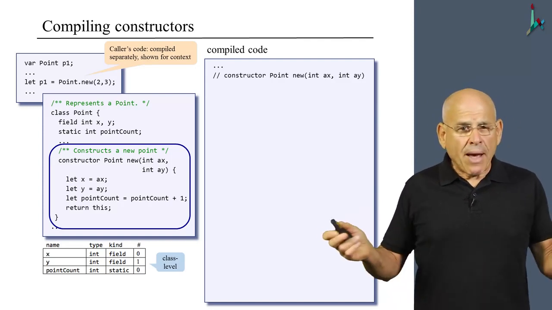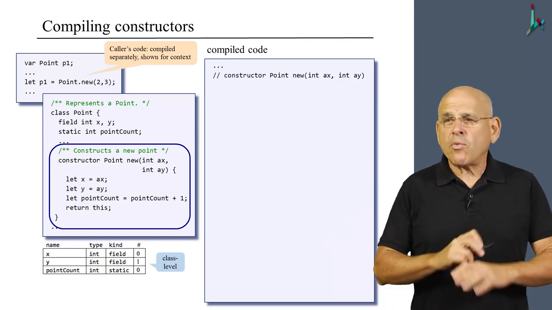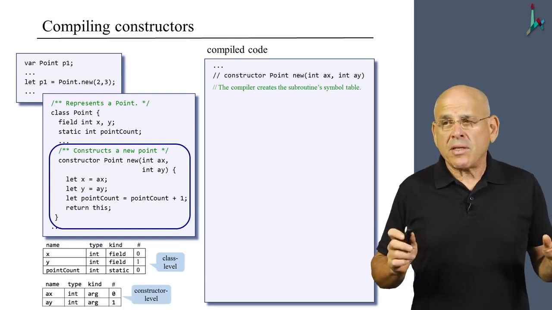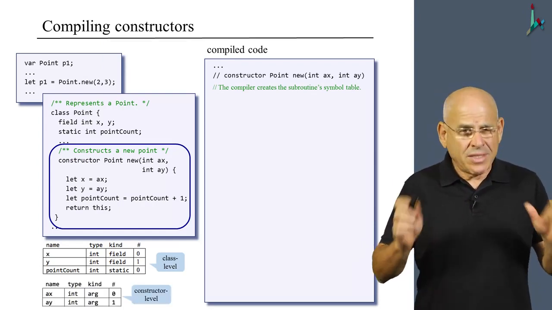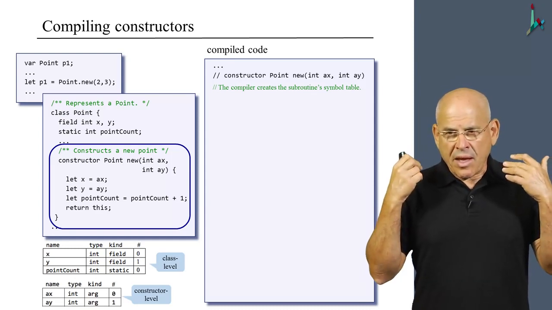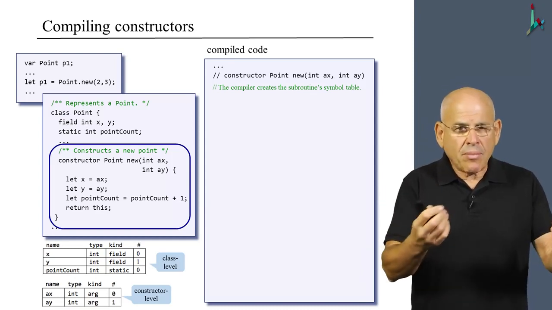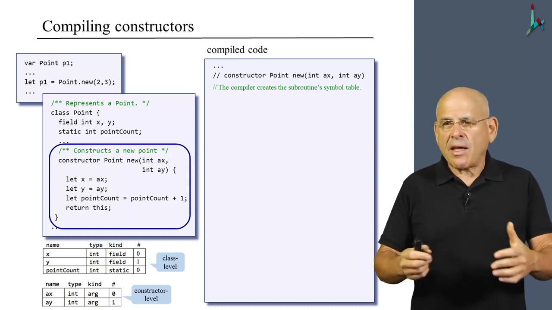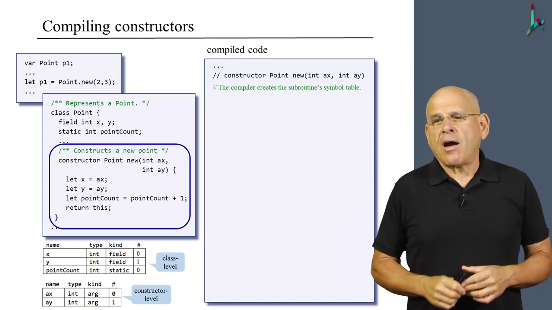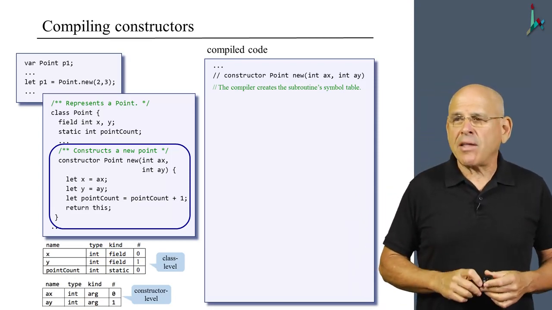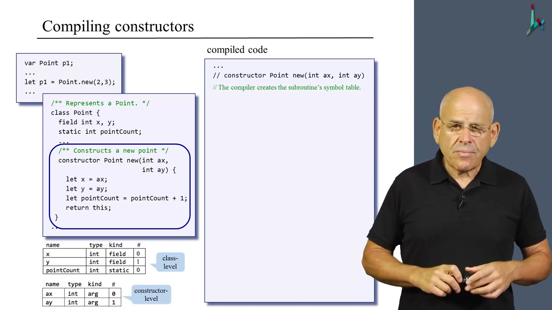And how does the compiler handle it? Well, once again, it will generate no code whatsoever. The only thing that it will do with this declaration is create the subroutine symbol table. The subroutine happens to be the constructor, and it records in it that all we have so far are two variables, ax and ay, and both of them are argument kind of variables.